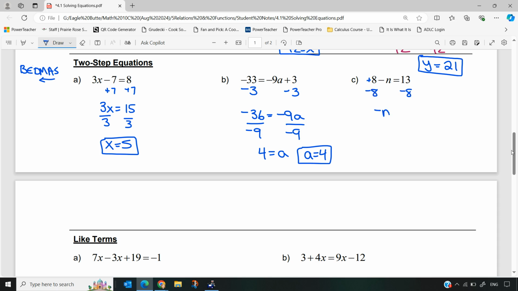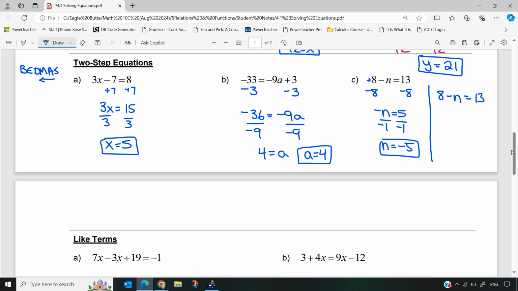That would leave me with negative n equals 13 minus 8, which is 5. And then we would divide by negative 1 on both sides. And that would give me n equals negative 5. Now, personally for myself, I have always had difficulty with negative variables. So often when I'm doing algebra, I will move my variable to make it positive.